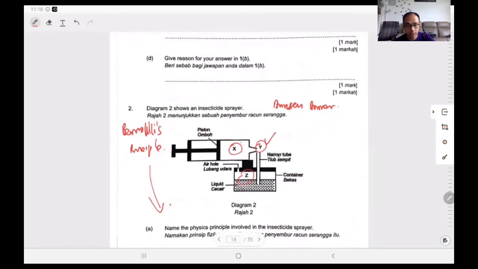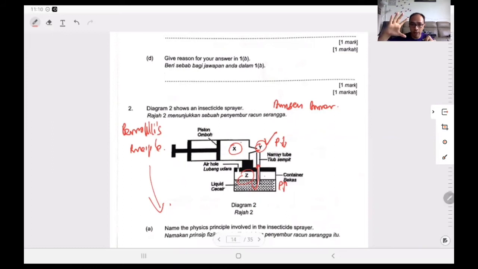Because over here the air is low. When you push over here, the air is forced out into a small space. So over here will be high velocity, so here will be low pressure. Here low pressure, and here will be high pressure. Here high pressure, so the liquid will rise. So that's how the order works.